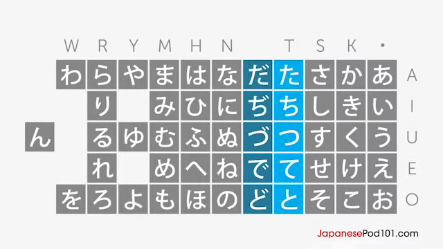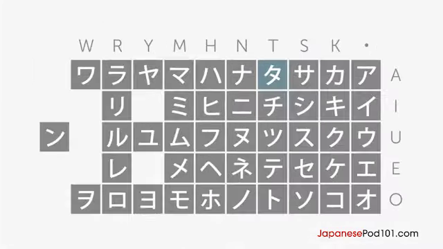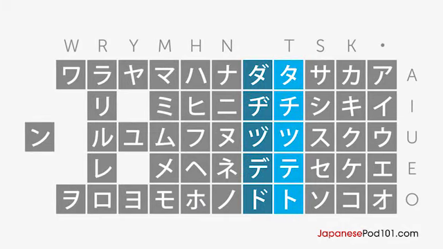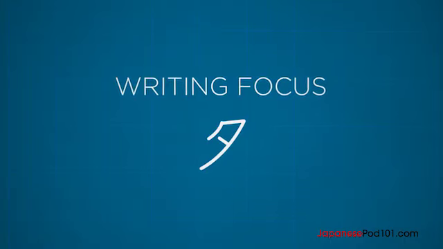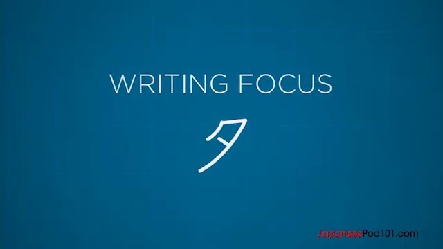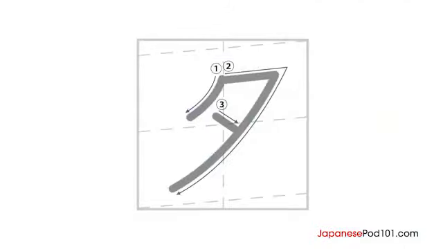Just like their hiragana counterparts, all of the katakana in this column can be altered by a dakuten as well. Ta with the dakuten is da. Ta, da, ta, da. Katakana ta is written in 3 strokes.